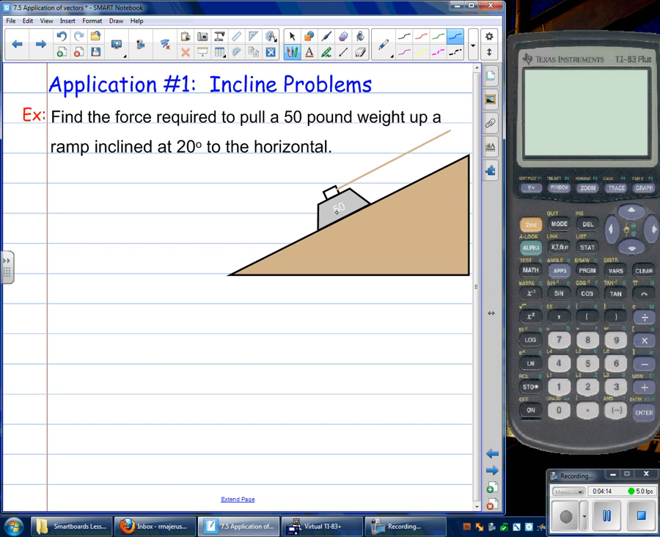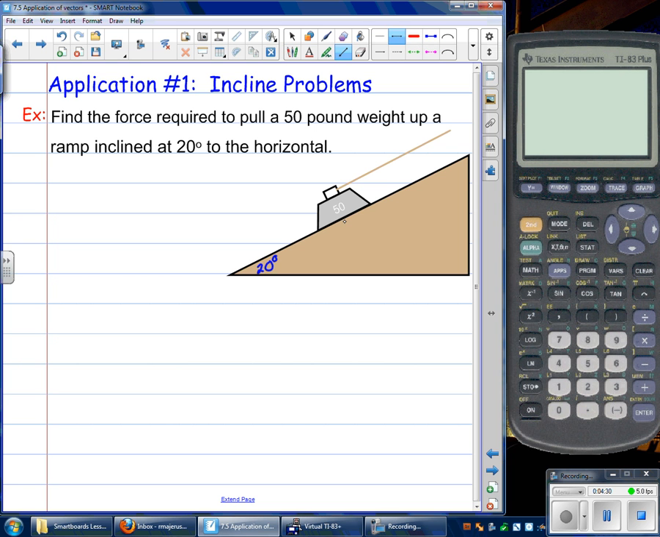So we've got a 50-pound weight. We know that. It also tells us the incline of the ramp is 20 degrees. Then we have to set up our forces and fill in what we know, and we're trying to figure out that force required. So that's that bottom force that's parallel to the ramp itself.